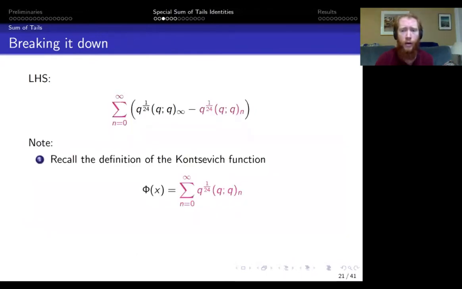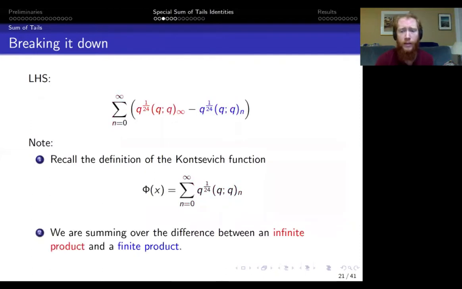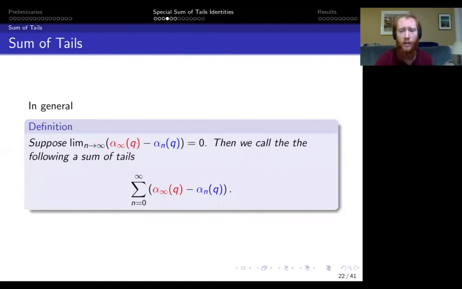First, we can see there is a striking resemblance between this expression and the Kontsevich phi function. The two key differences are that the expression above includes an infinite q-Pochhammer, whereas the phi function involves only a finite q-Pochhammer. Secondly, the Kontsevich function converges only on the rationals, while Zagier's identity is defined only in the upper half plane. The second thing to note is that the sum is a difference between an infinite product, highlighted in red, and a finite product, highlighted in blue. This is precisely what we mean when we say that this is a sum of tails. We can think of this definition more generally as an expression summing over an infinite product minus a finite product. As we saw in Zagier's identity, we also want the limit of the finite product to be the infinite product.